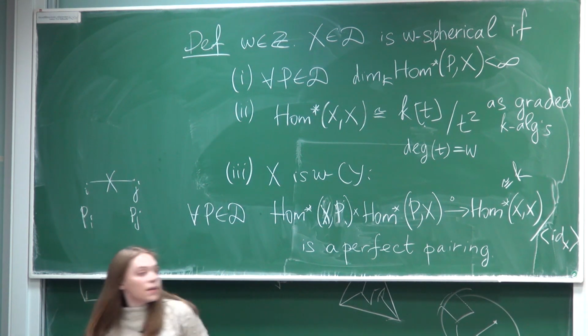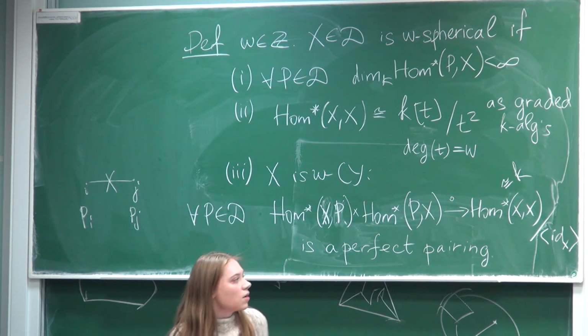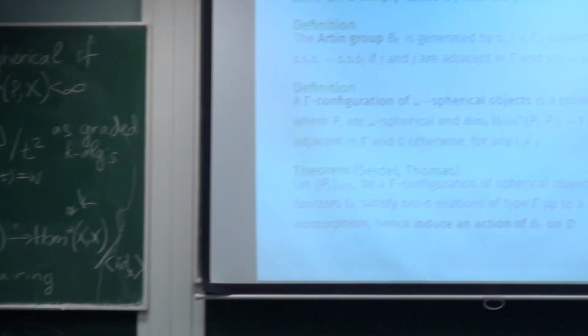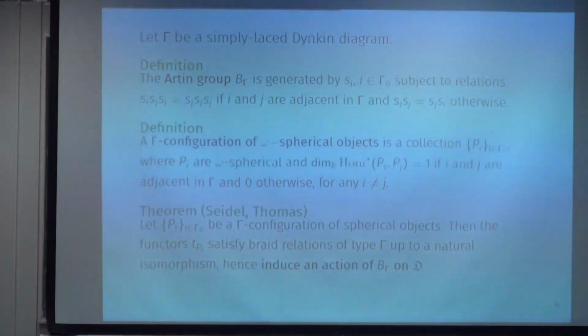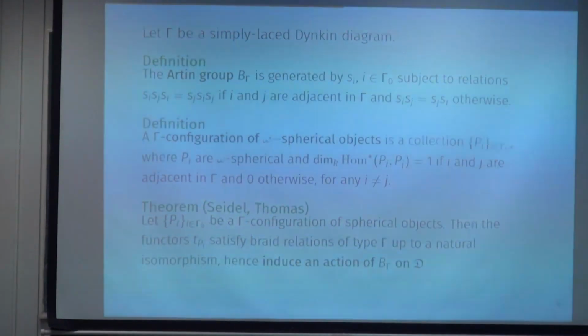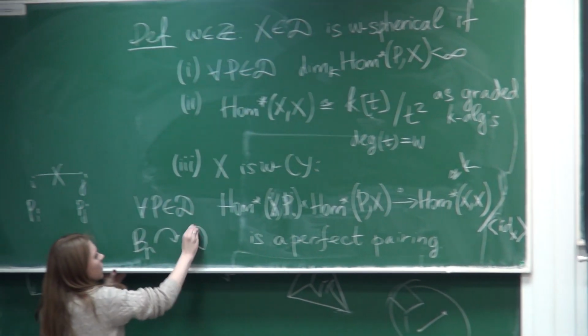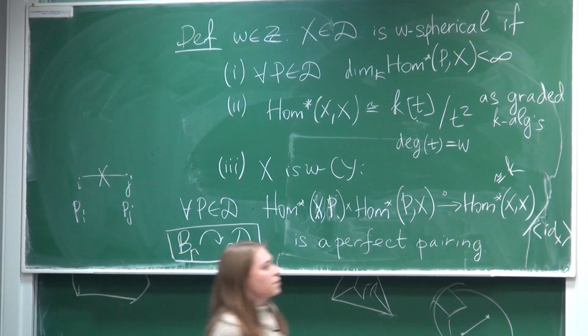And Seidel and Thomas showed that if we have a gamma-configuration of omega-spherical objects and we consider the twist functors corresponding to these objects, then they satisfy braid relations of type gamma up to a natural isomorphism. In other words, we have a group action of B_gamma on our category D. And now one can ask if this action is faithful.